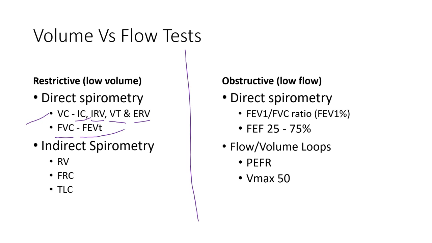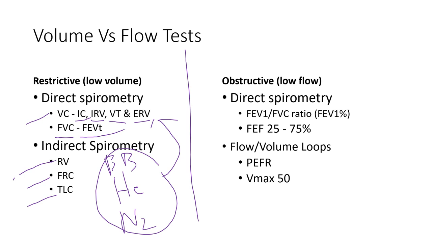By doing those things, we can compare it to things like body plethysmography, the nitrogen washout, the helium dilution. Those sound familiar? Yes, by those, we can compare it and see what their residual volume, the FRC, and their total lung capacity is. So if we do a body box, or body plethysmography, helium dilution, or the nitrogen washout, those three we're going to compare to what we get from the direct spirometry. Therefore, we can measure or calculate what their total lung capacity, their FRC, and their residual volume is.